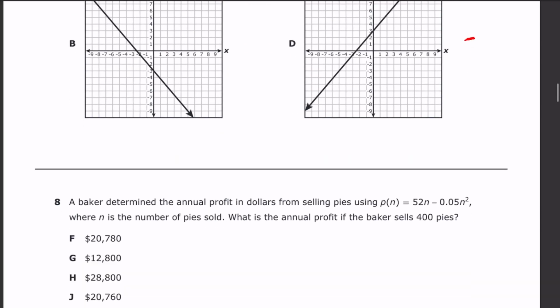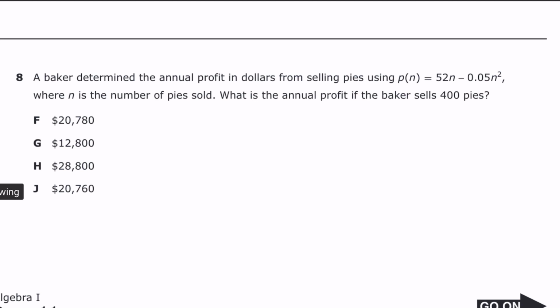Next, going into the 8th: a baker determined the annual profit in dollars from selling pies using P(n) = 52n - 0.05n², where n is the number of pies sold. What is the annual profit if the baker sells 400 pies? So now here you are given n is the number of pies. So here n is equal to 400 for us.